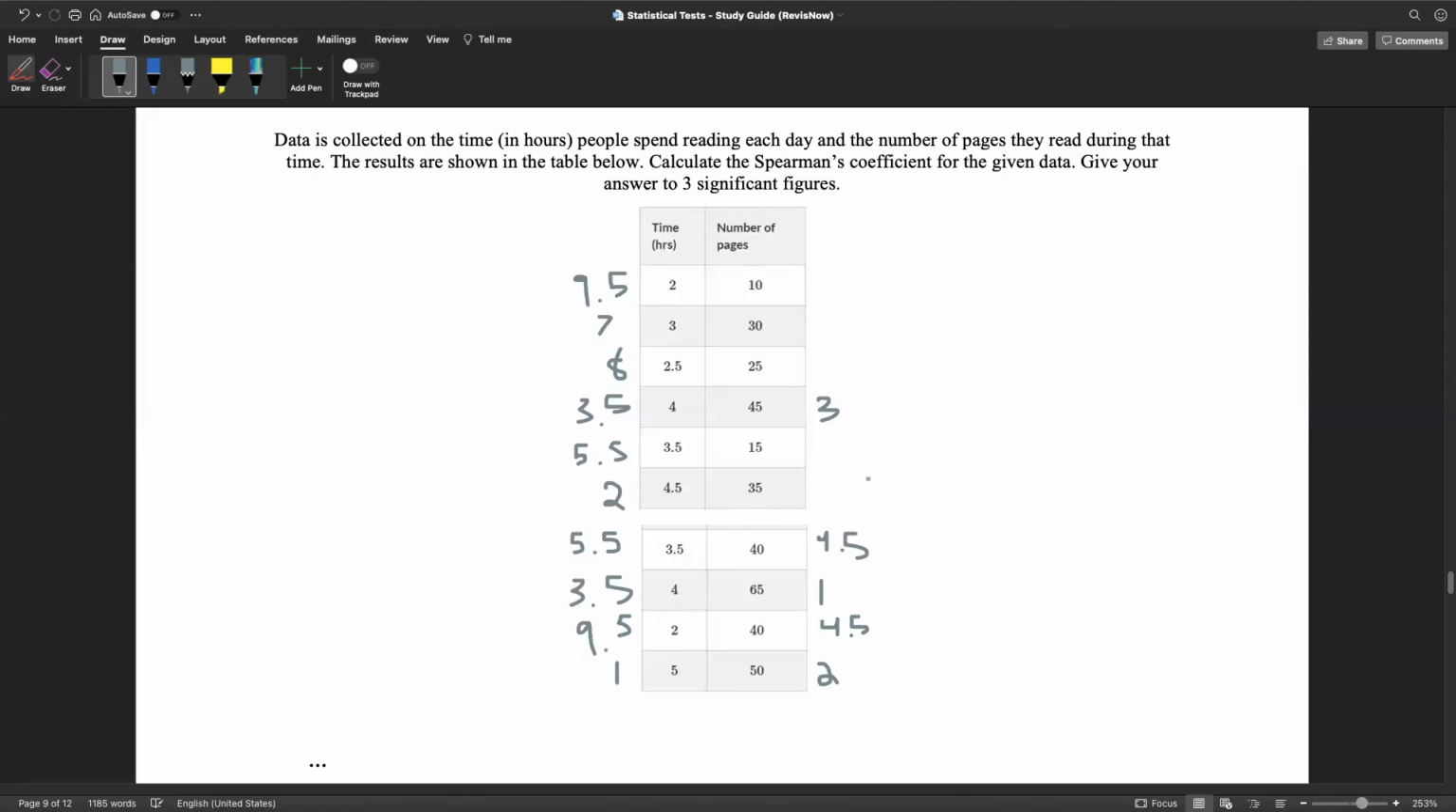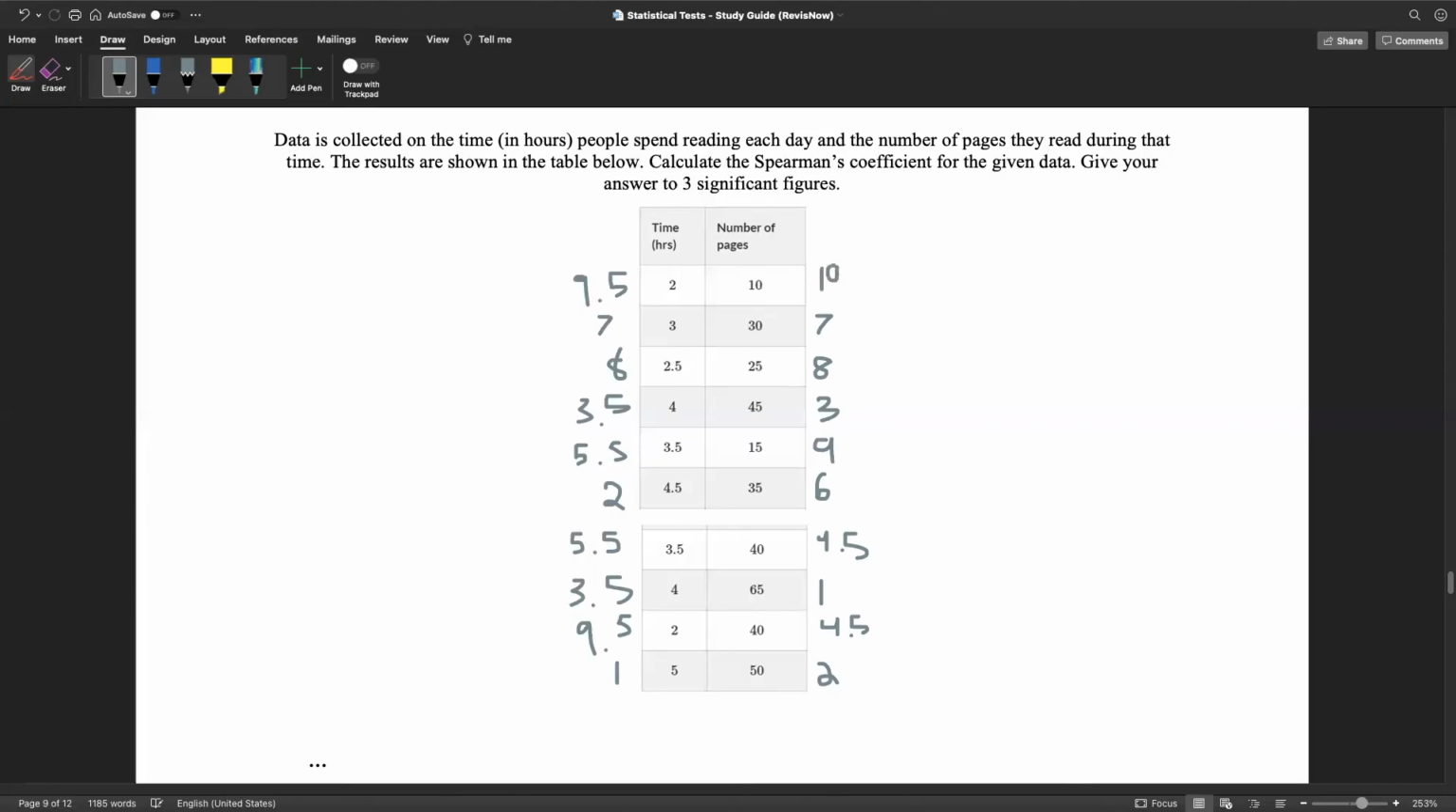Next value is 6, which is 35. And then next value is 7, which is 30. Next value is 8, 25, 9, 15, and then 10 is 10.